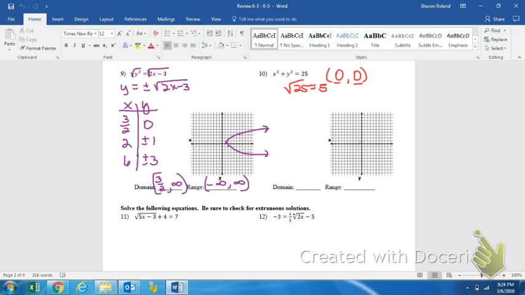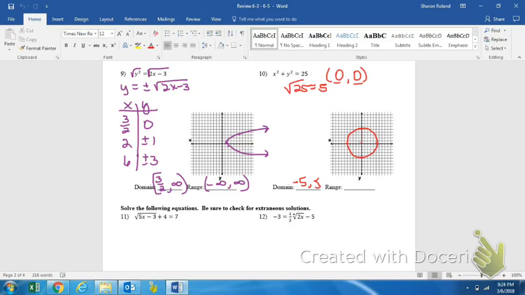You're going to go up 5, and down 5, to the right 5, and to the left 5. And there's your circle. The domain goes from negative 5 to positive 5.